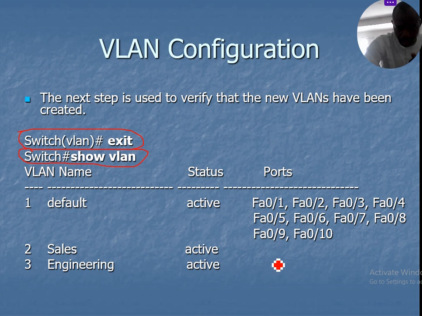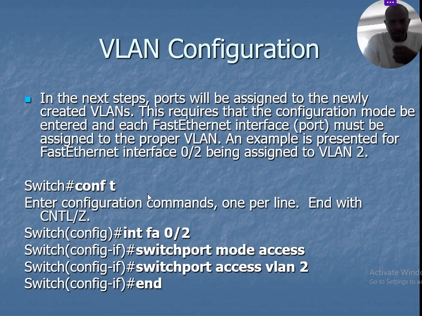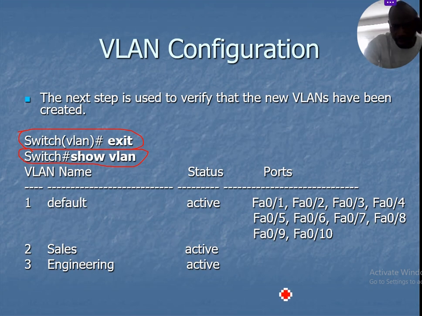You have not assigned ports to it. When you assign the interfaces, they will all show up, like we've done in the first one. So the next step is the port. The ports will be assigned to the newly created VLANs. You can see here the ports are not assigned. Here is blank, no ports. Here is blank, no ports.